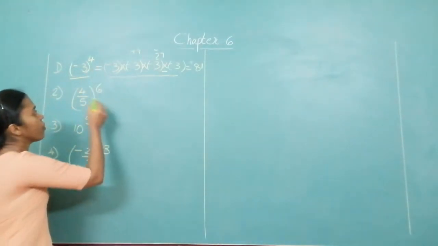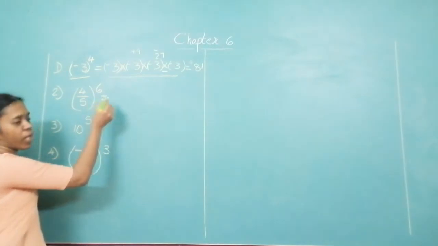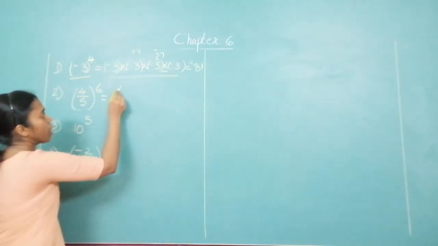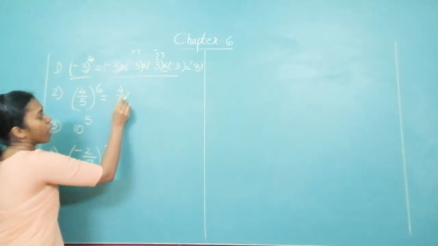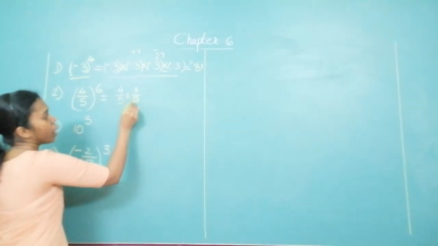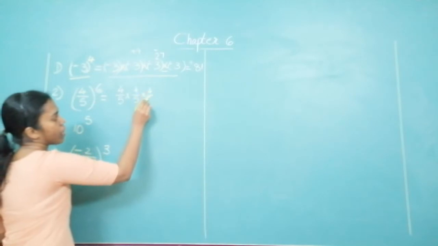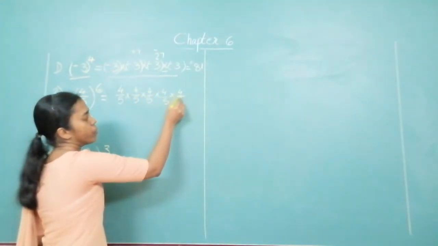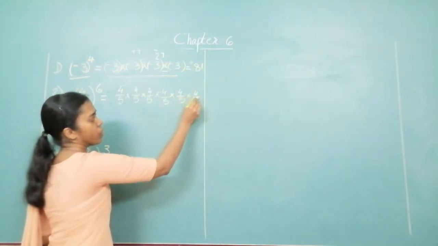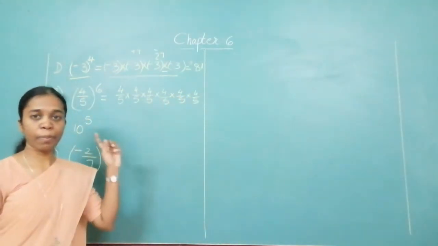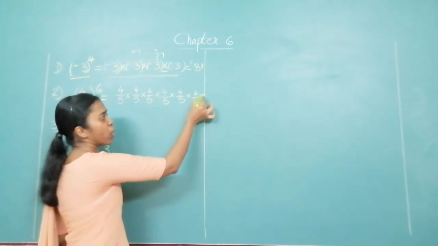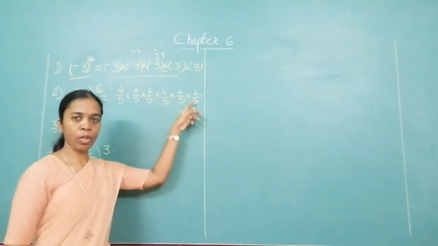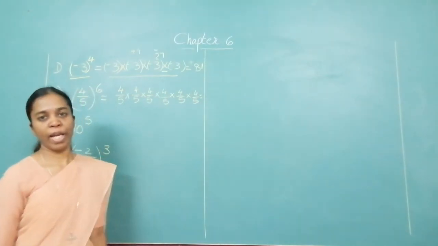Now, when I say 4 upon 5 raised to 6, what is the meaning of it? The meaning of it is 4 upon 5 is multiplied how many times? 6 times. 4 upon 5 is multiplied 6 times. And what will be the value of it? Multiply all the numerators and multiply all the denominators. That will be the value.